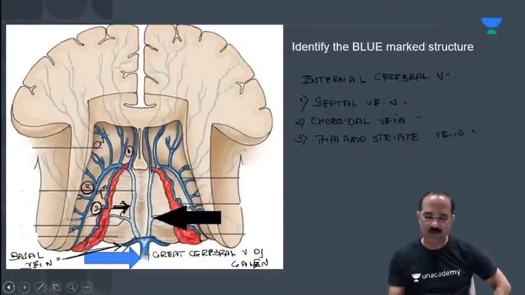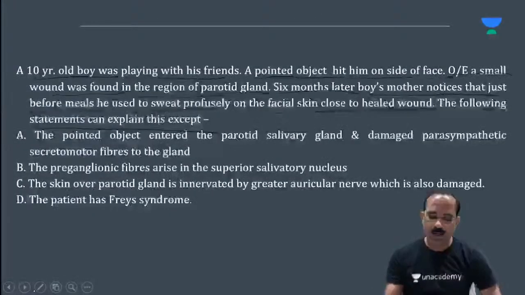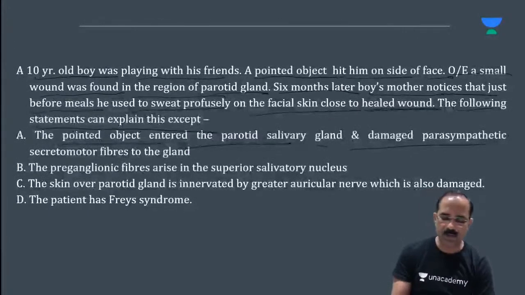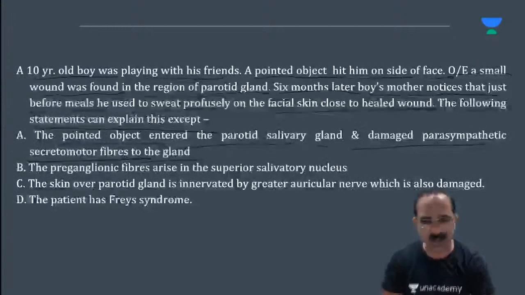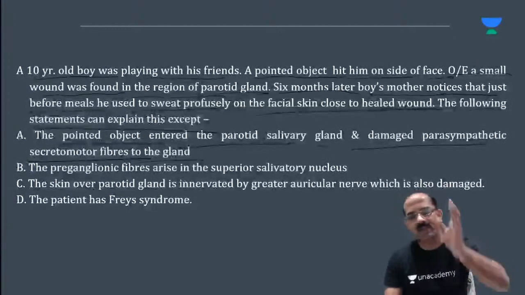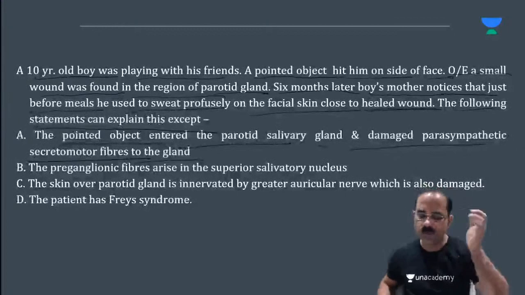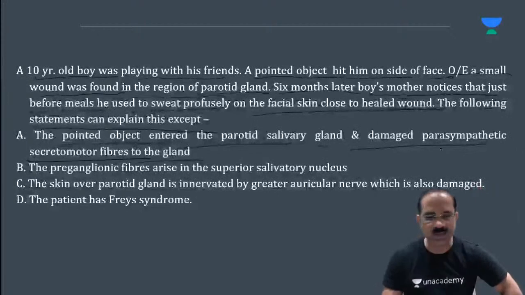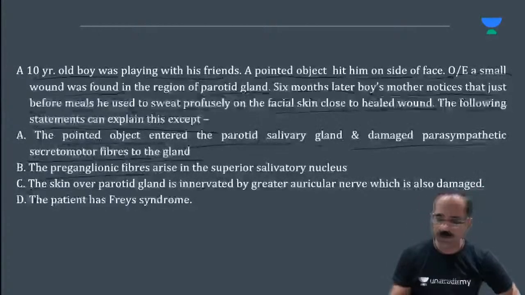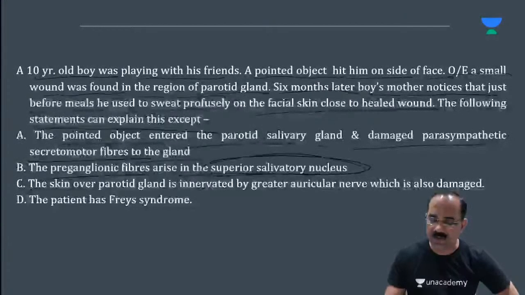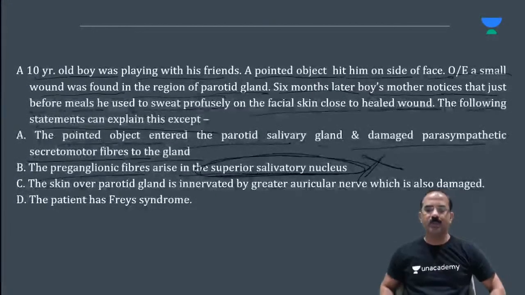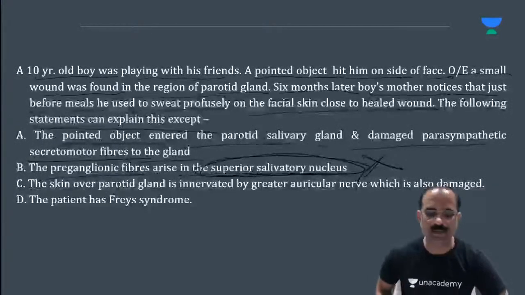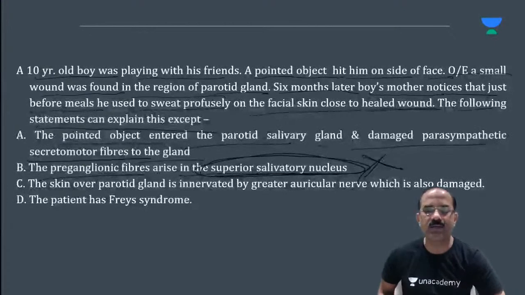Have a look at the MCQ once. The pointed object entered the parotid salivary gland and damaged the parasympathetic secretomotor fibers of the gland. Correct? Yes. The preganglionic fibers arise in the superior salivatory nucleus. This is wrong. The preganglionic fibers arise in the inferior salivatory nucleus.